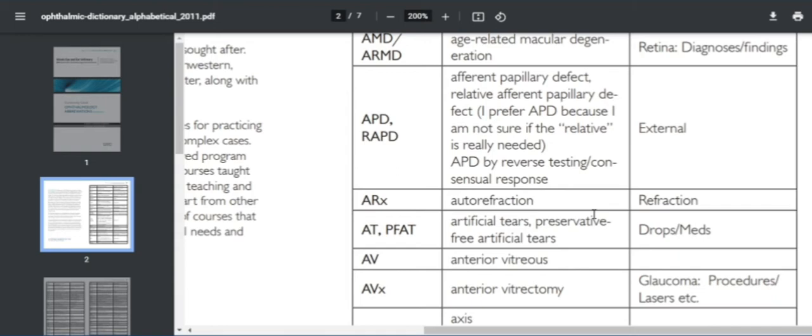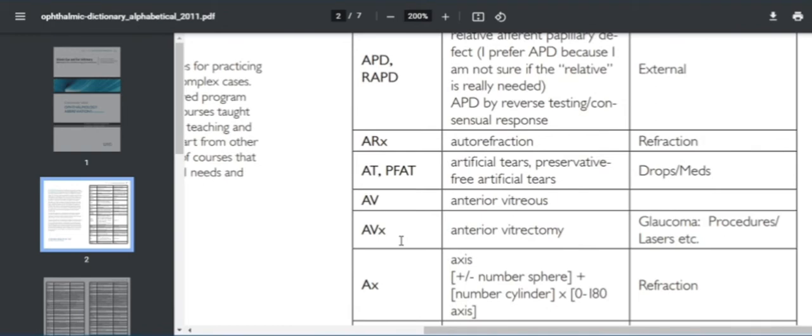Now ARX, that is auto refraction, for refraction purposes. If you are sending your patient for auto refraction or auto refractometry, you can write ARX. Now AT, that is artificial tear, and preservative free artificial tear is PFAT. Now AV is the anterior vitreous. Sometimes it is needed in cases of synechiolysis or this type of condition.